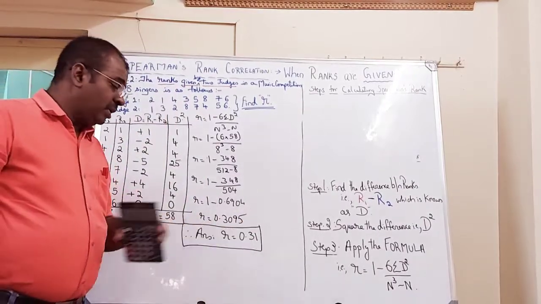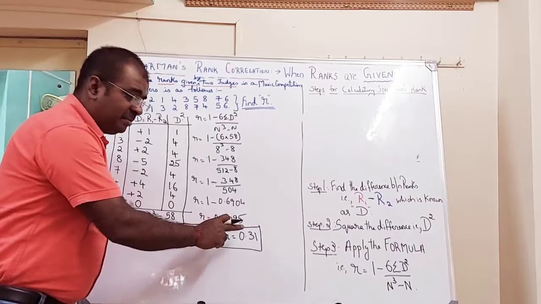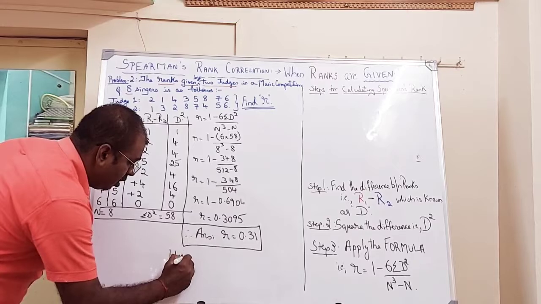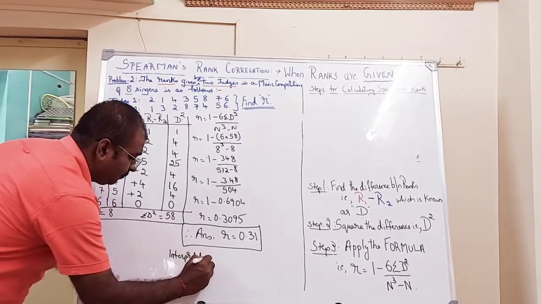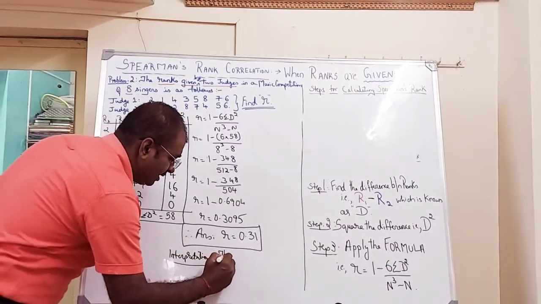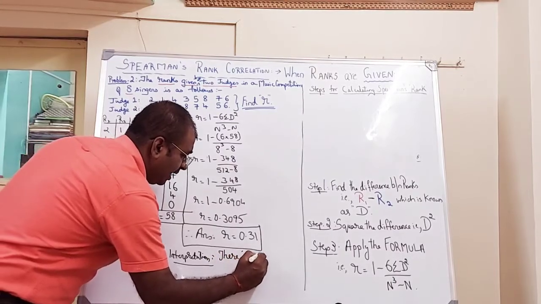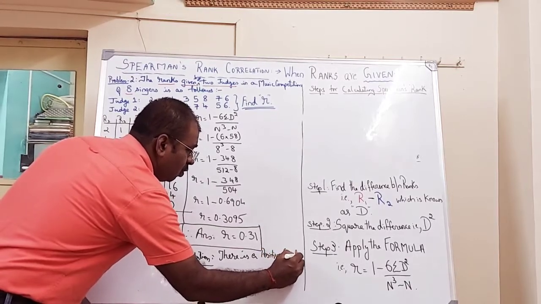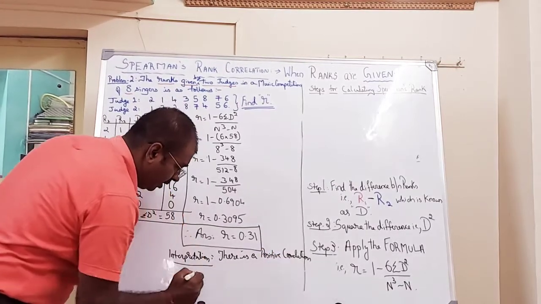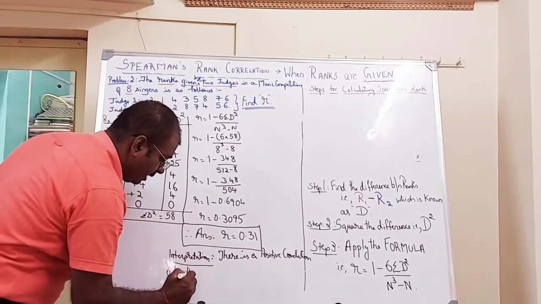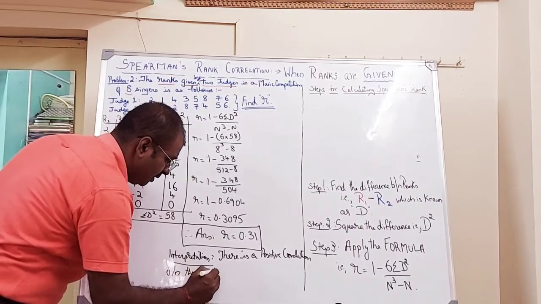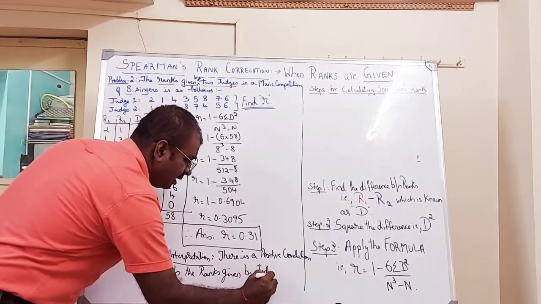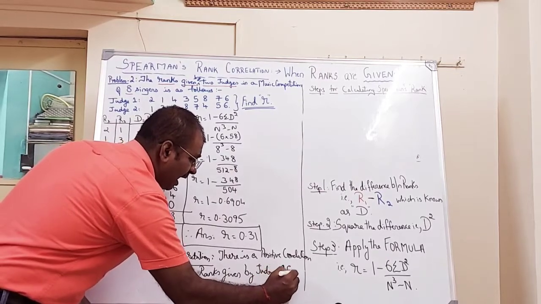So how do we interpret the correlation? There is no negative sign here, which means it is a positive sign. Therefore, we can write the conclusion or the interpretation as: there is a positive correlation between the ranks given by judges 1 and 2.